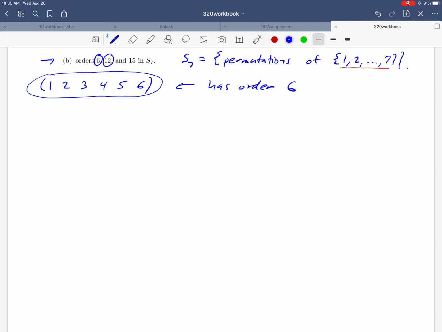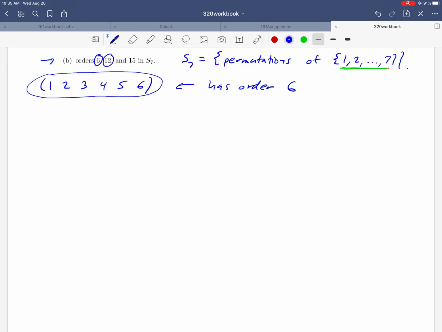What about 12? Is it possible to find an element of order 12 in S7? You might initially be skeptical of that because 12 is a number that's bigger than 7. We only have 7 numbers available. So we can't get an element of order 12 by taking a 12 cycle. We don't have enough numbers in the set that we're permuting. But could we get an order 12 element as a product of cycles somehow? Remember that if you take a product of disjoint cycles, you can get the order of an element like that by taking the least common multiple of the cycle lengths. And we can get 12 by taking the least common multiple of 4 and 3.